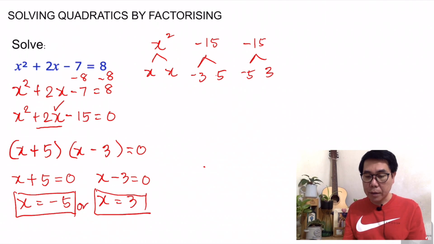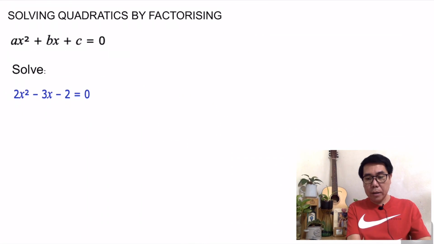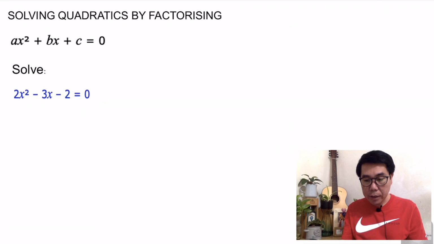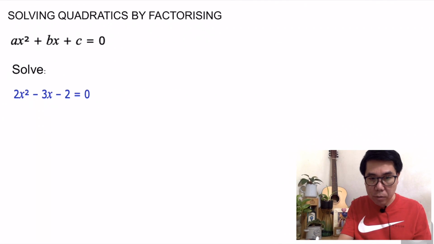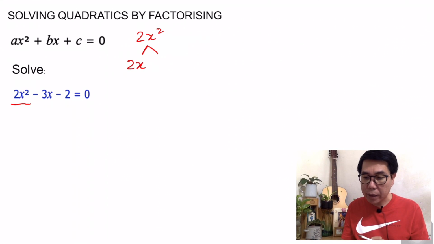Now, let's try another one. In this one, we have ax squared plus bx plus c is equal to 0. So our example here, we have 2x squared minus 3x minus 2 is equal to 0. First, we have to find the factors of 2x squared. We can have 2x and x, it will give us 2x squared.